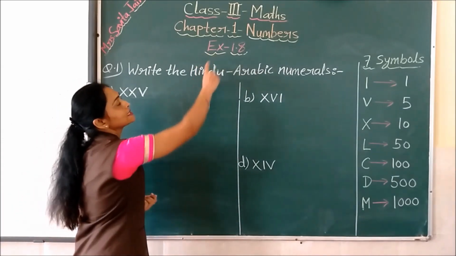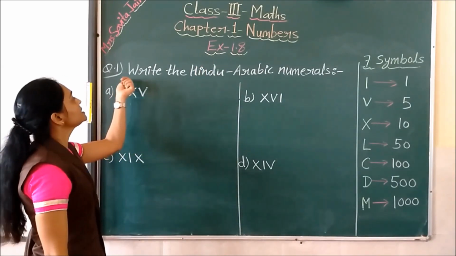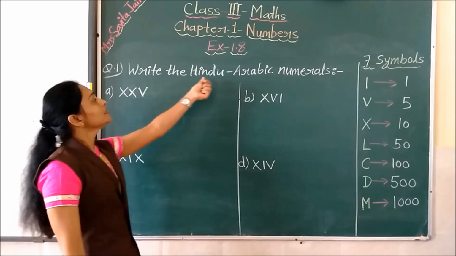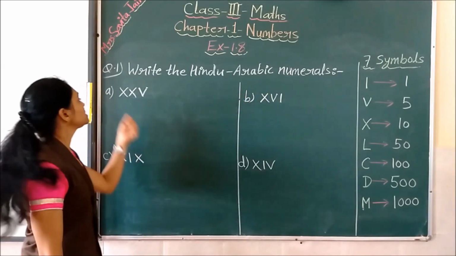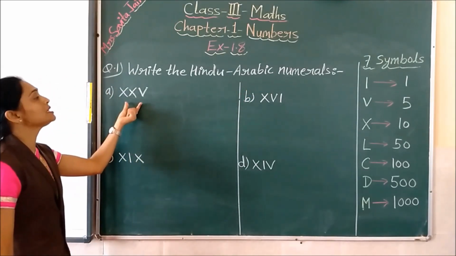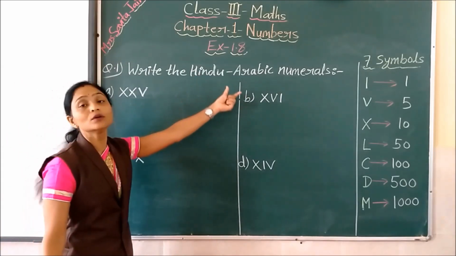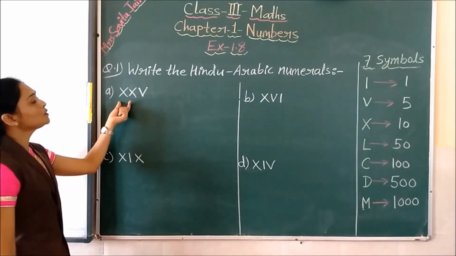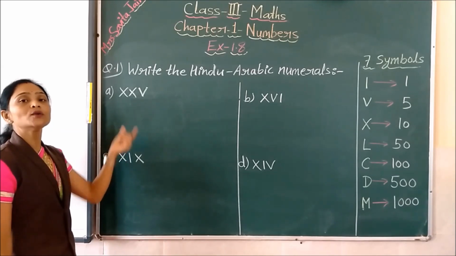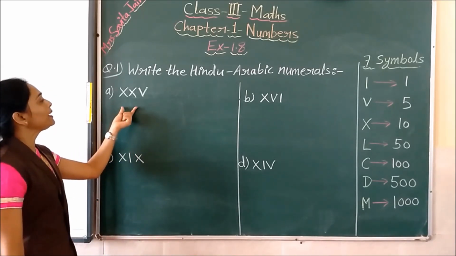Children, let's see now exercise 1.8. In this we have to write the Hindu-Arabic numerals. The question is given as Roman numerals and we have to convert them into Hindu-Arabic numerals. So as we have seen just now, we have to apply the 3 rules here.